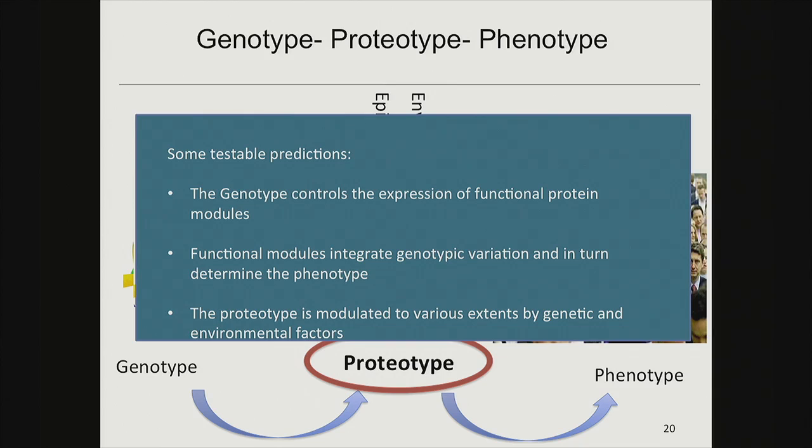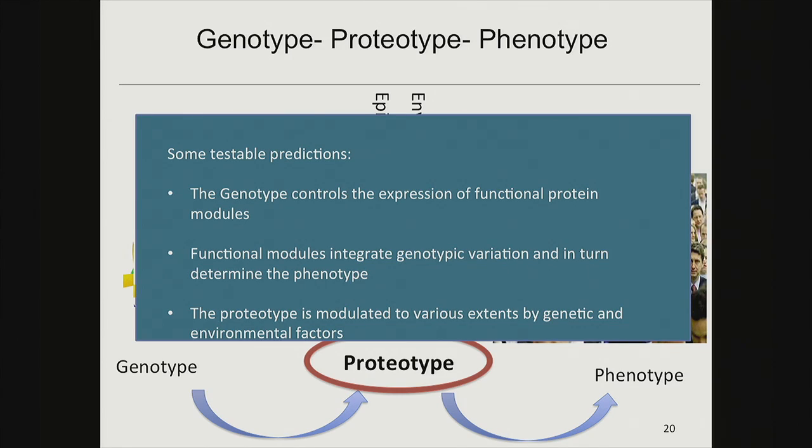So if we want to accept this view, then we make some predictions which are testable. In the following, I make three predictions out of this kind of scenario, and then I show some data from our lab. Actually, some of the people who generated this data are here, and we show what actually happens. So one prediction is that the genotype controls the expression of functional protein modules.